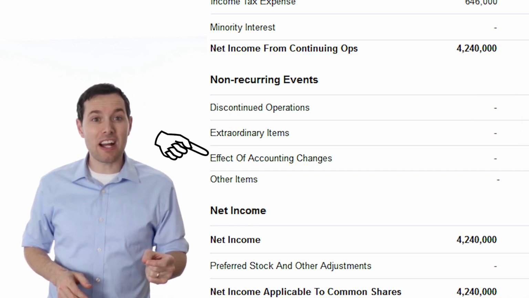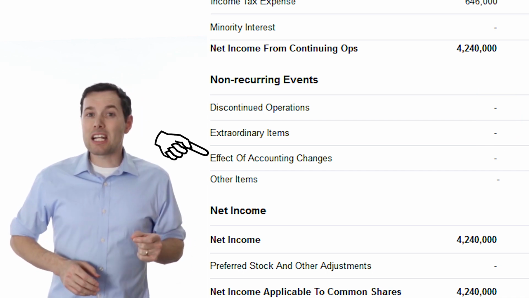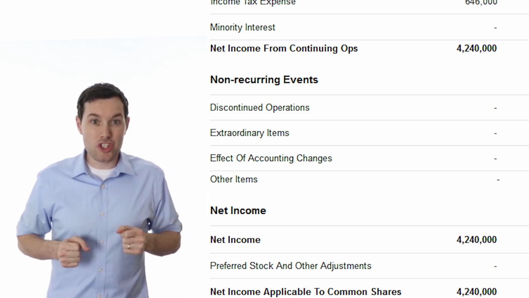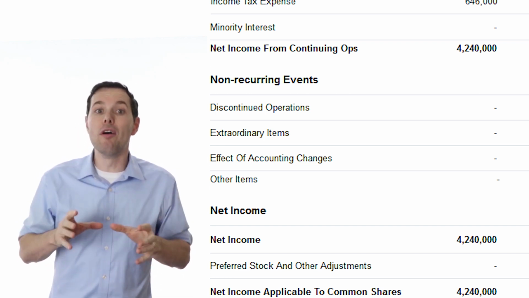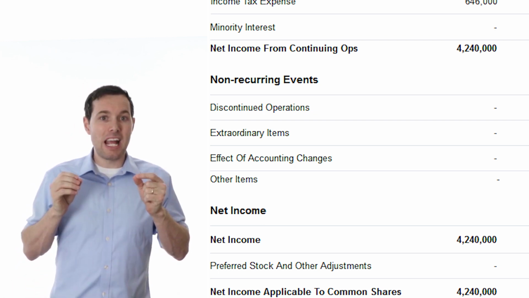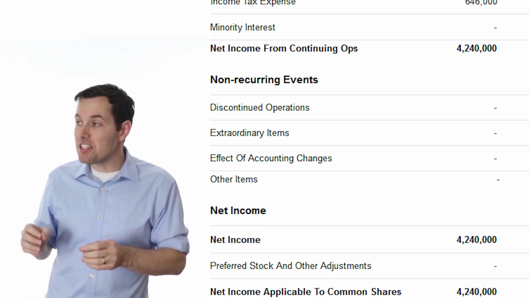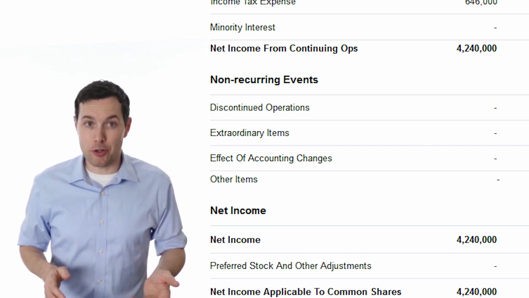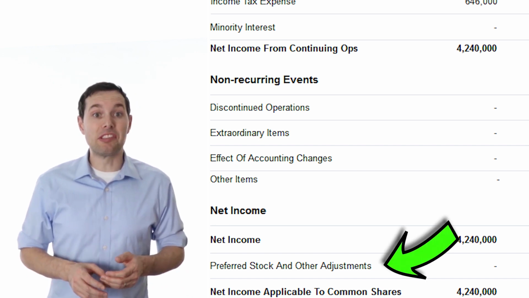Moving down here to effects on accounting changes. Effects on accounting changes happen when the company adopts either a new accounting rule or changes to a different version of the rule. Once again, if there was anything here we want to know the details for, we would check the footnotes. Now, Nike doesn't have any preferred shares, but if they did, we would see it here.